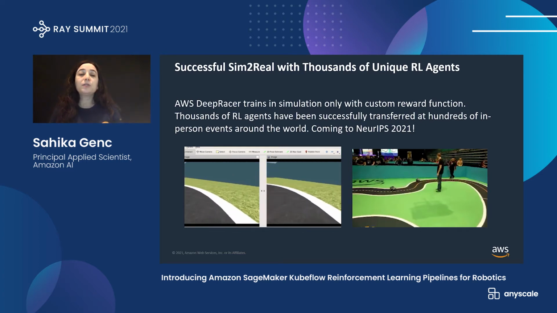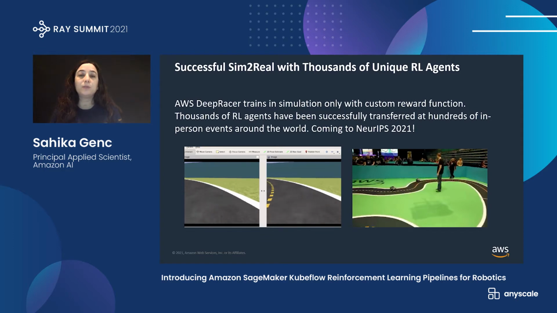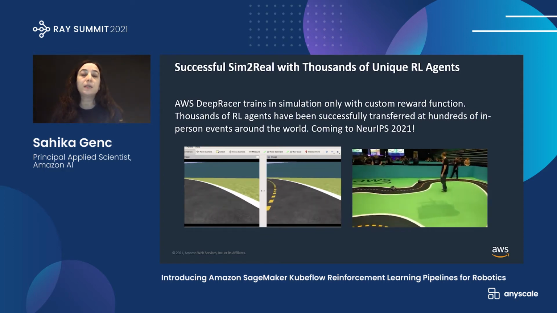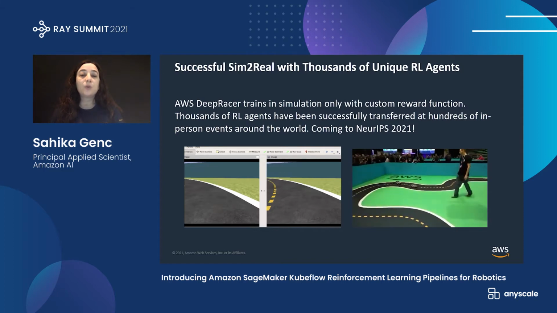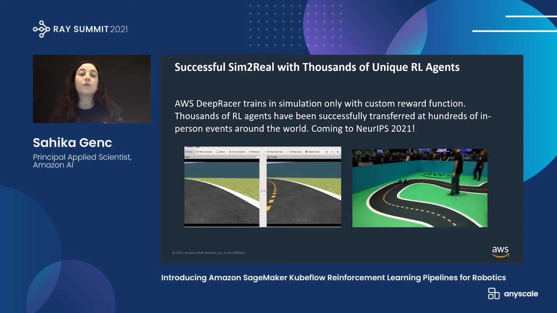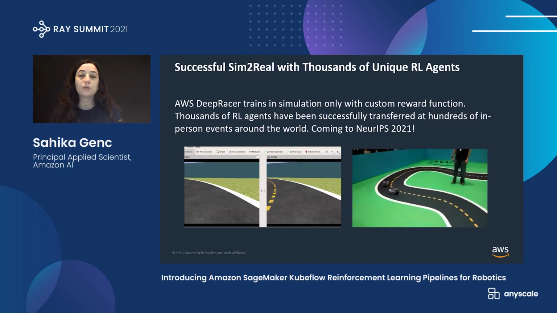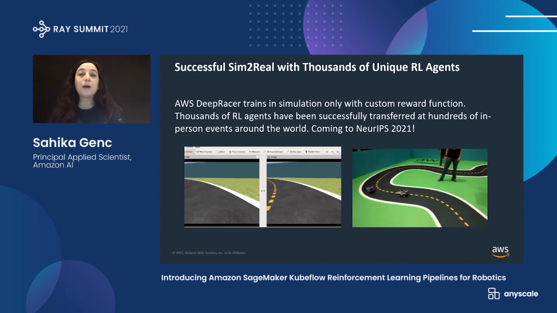On the left, you see the simulation environment that has been used to train these robots. And on the right, what you are seeing is literally copy-pasting of the neural network from simulation to the real world. And our events are going to be also available at the NeurIPS competition this year in collaboration with AI Driving Olympics and Duckietown.